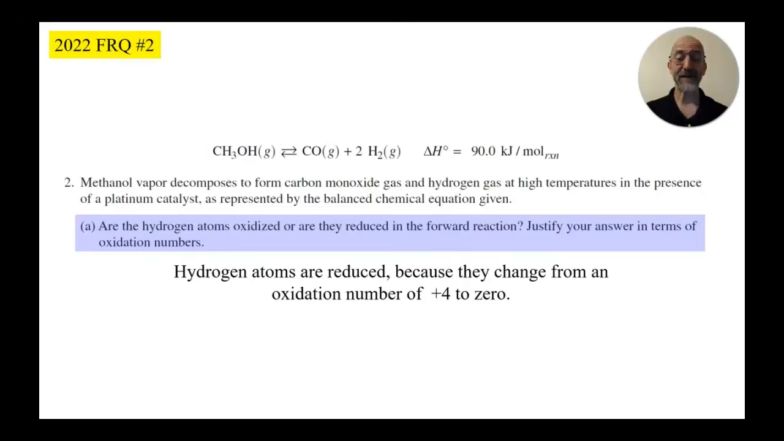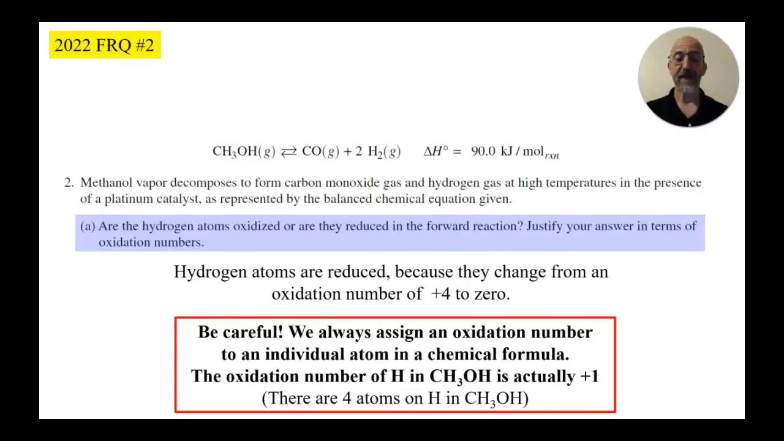Now, I see this from time to time in my own classroom where there are 4 hydrogen atoms in that chemical formula, CH3OH, and so what students do is they add them all up. So the mistake here is that the oxidation number should be assigned to an individual atom in a formula. So the oxidation number of hydrogen in that compound on the left is actually +1. It just so happens to be that there are 4 atoms of hydrogen in that formula, but the oxidation number is not +4, it's +1. That's how we do it. So this would be incorrect if they said it's changing from +4 to 0.